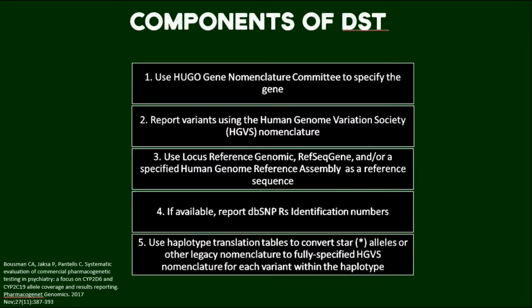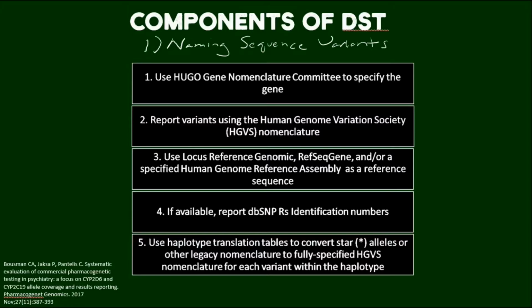So let's dive into the first section of these group consensus guidelines of what should be included in a decision support tool, which is naming sequence variants. There really are 5 recommendations here. The first is to use the HUGO Gene Nomenclature Committee to specify the gene. So what does HUGO stand for? HUGO stands for the Human Genome Organization.